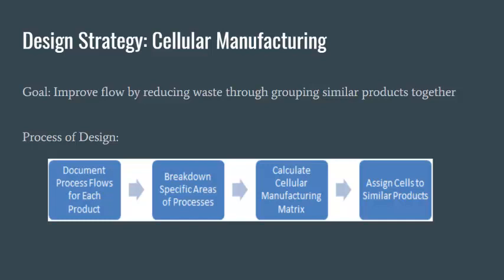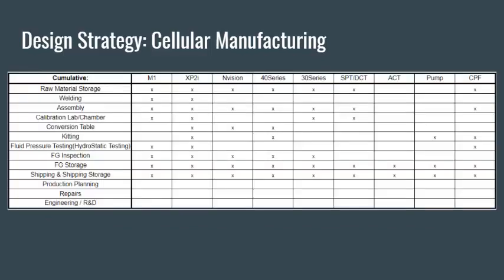After documenting process flows for each individual product, we broke down each process group into departments. We then calculated similar product groups using a cellular manufacturing matrix. The cellular manufacturing matrix shows the broken down processes on the leftmost rows, and the product lines are shown in the top columns. The marked X's signify the products that utilize the corresponding process step.